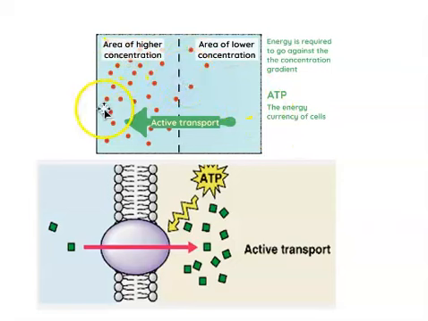In other words, it's going to keep this gradient in place. Now you might ask yourself, what happens when there are no more red circles over here? Well, what happens in a real cell with a real membrane is that some of these red circles are going to get across this membrane in this direction. That's a phenomenon that we call leakage.